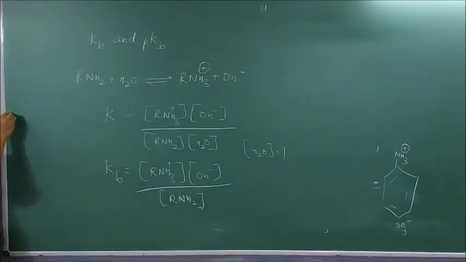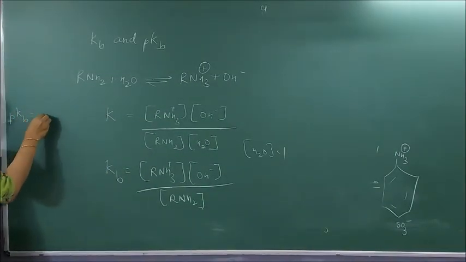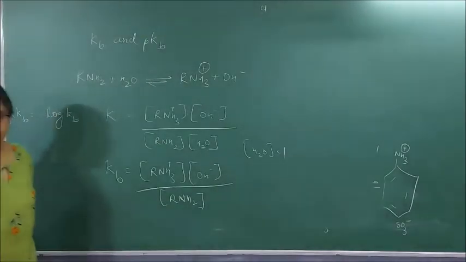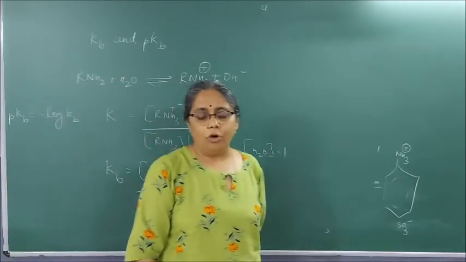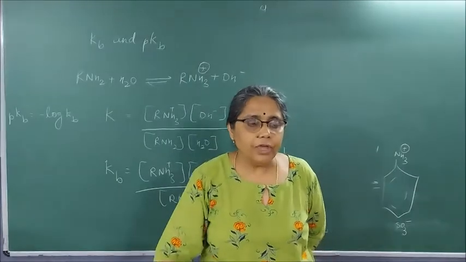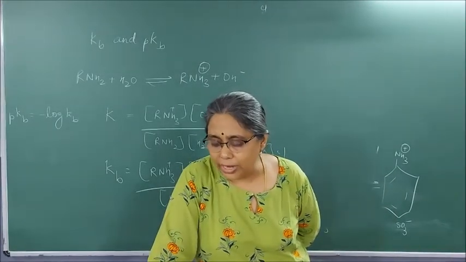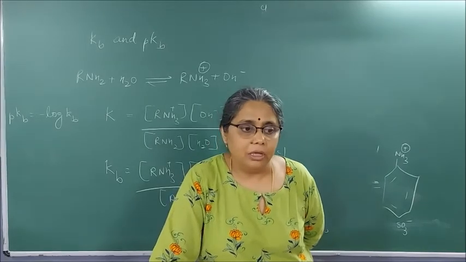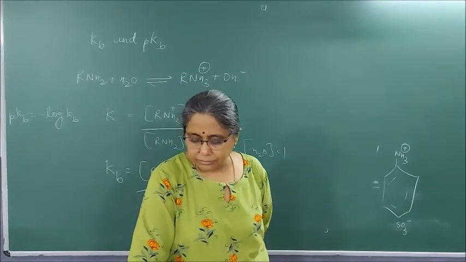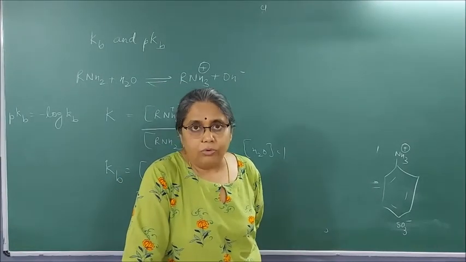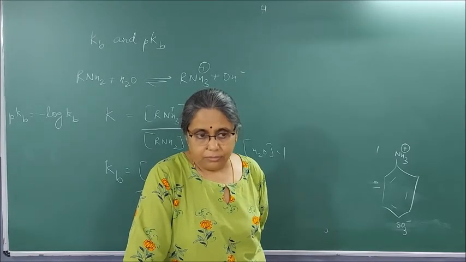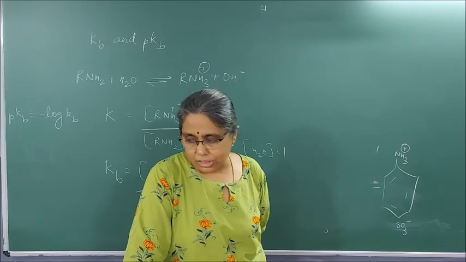Now write pKb is equal to negative log Kb. What does it mean? The larger the value of Kb, the smaller the value of pKb, and the stronger the base.